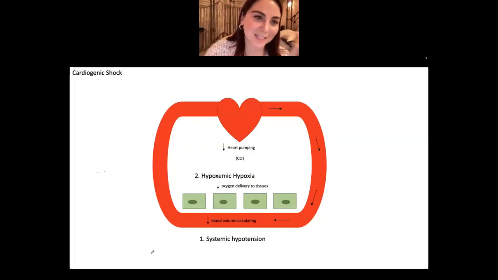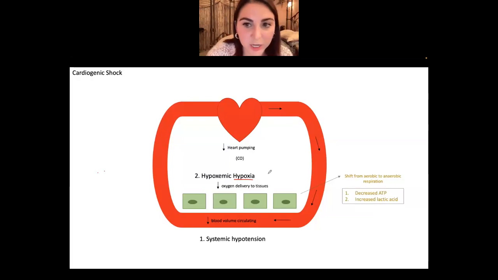So this is your hypoxemic hypoxia. Throwback to a previous session: hypoxemic hypoxia is because there's hypoxia, that's decreased oxygen delivery, and it's hypoxemic because now there's less oxygen in general. So these tissues now have less oxygen, and this is how metabolic acidosis ties into it. Since they have less oxygen, they're going to shift from aerobic respiration to anaerobic respiration.